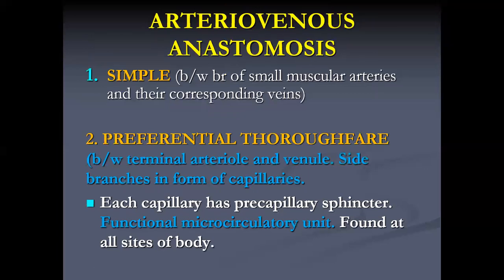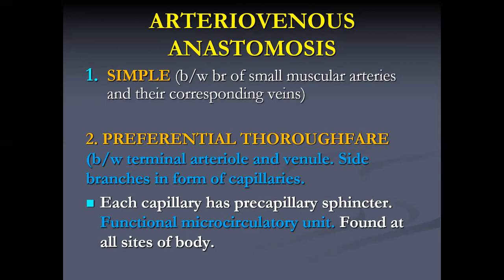Simple AV anastomosis is a direct, almost straight communication between branches of small muscular arteries and their corresponding veins. The connecting vessel is straight with a thick muscular coat and narrow lumen. It is innervated by sympathetic nerves, so the control is totally nervous. When the AV anastomosis is open, the blood bypasses the capillary network. It doesn't pass through the capillaries; it directly passes from arteries into the veins.